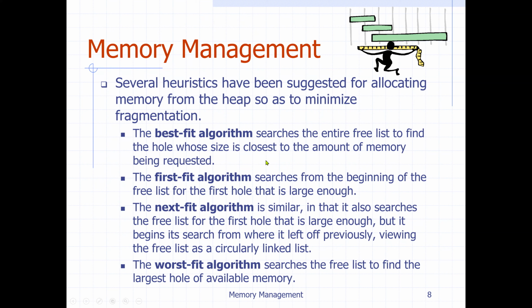The next fit algorithm is similar in that it also searches the free list for the first hole that is large enough, but it begins its search from where it left off previously. That's why it's called the next fit, viewing the free list as a circularly linked list. And the last one is the worst fit algorithm. This searches the free list to find the largest hole.